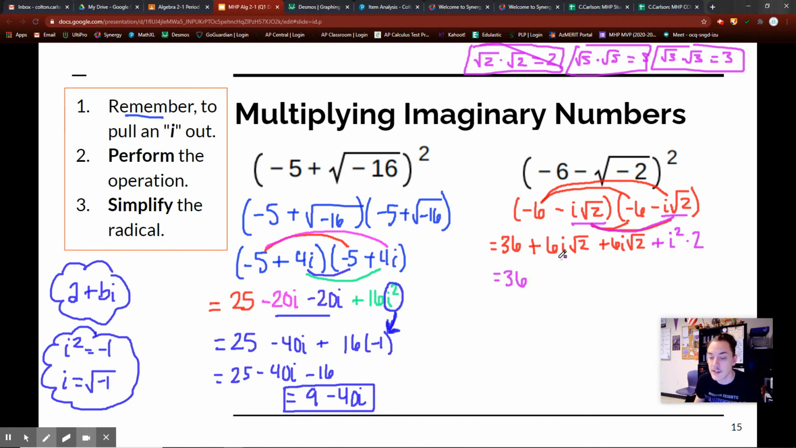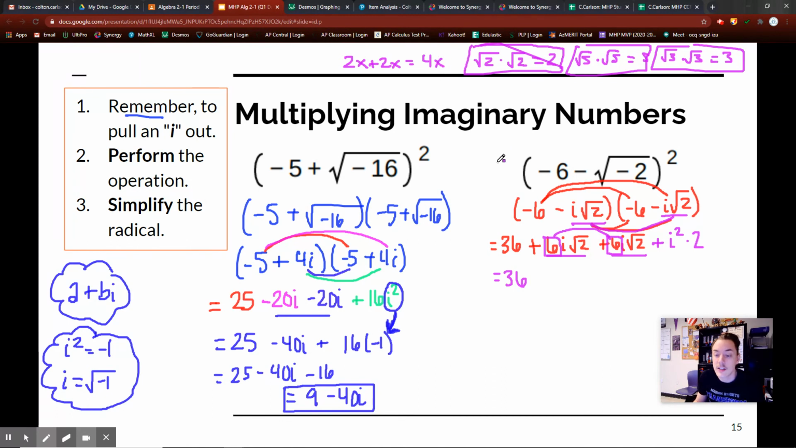This is 36. Can I simplify these? Absolutely. I can just add the 6's, though. I can't do anything else. Just add the 6's. The radicals and the i, we'll treat them like a variable. So you don't change the i here. You don't change the radical 2 here. You treat it like a variable. So I don't do anything with it. Just like 2x plus 2x. Do I do anything with the x's? No, this is just 4x.